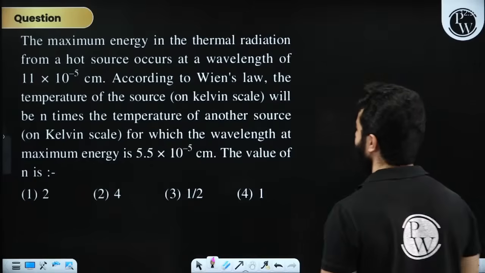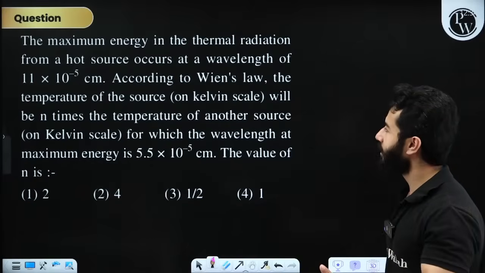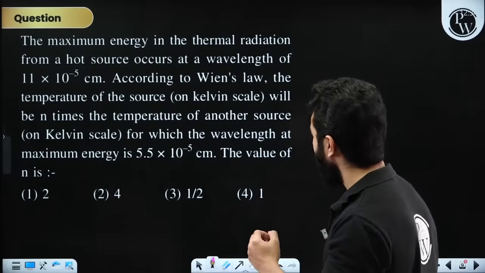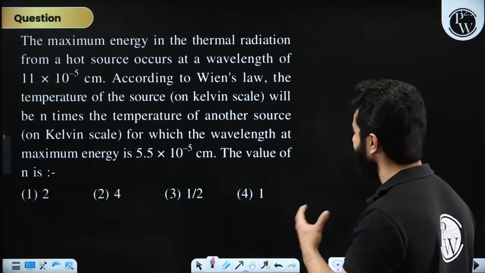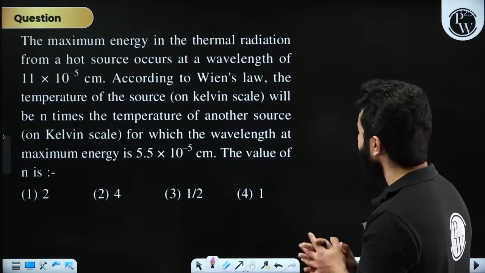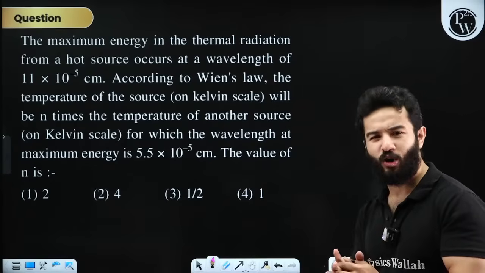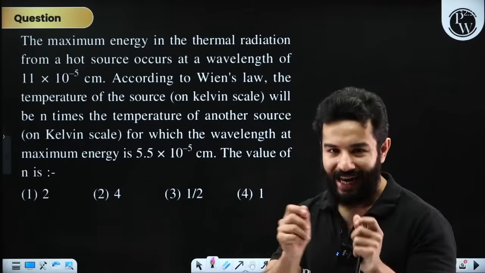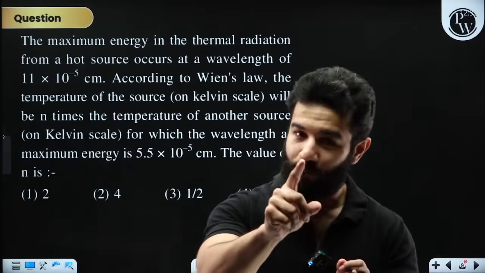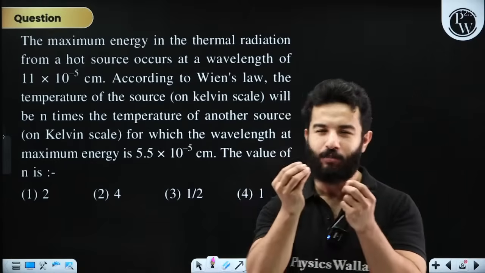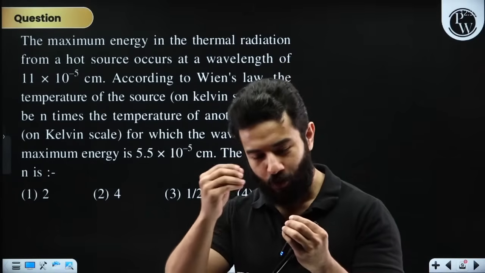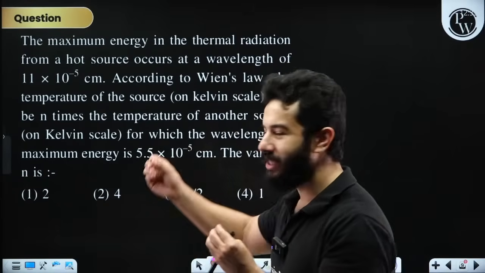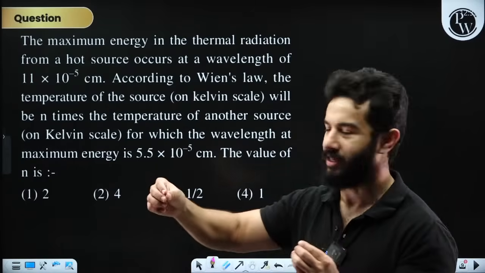This question says the maximum energy in the thermal radiation from a hot source occurs at a wavelength of 11 into 10 to the power minus 5 centimeter. According to Wien's law, what is Wien's law here? Wien's law is that wavelength is inversely proportional to temperature. Please remember these small things. You're going to get at least one question from these tiny topics here and there.